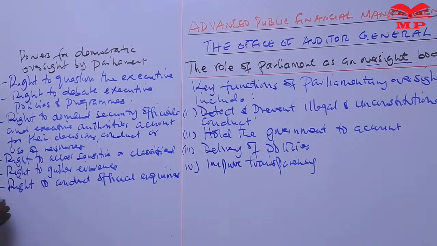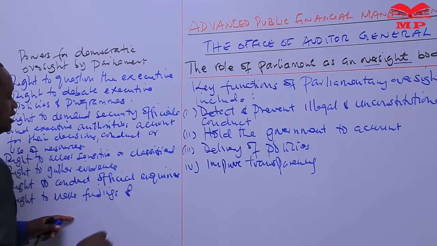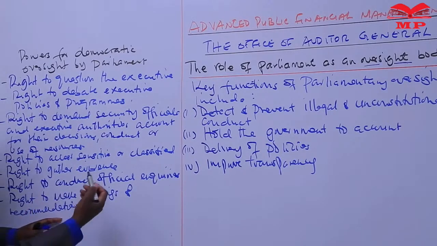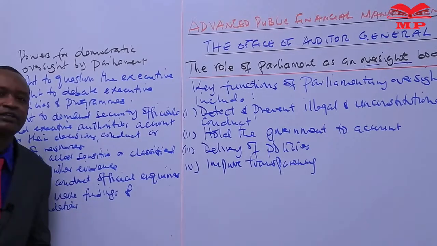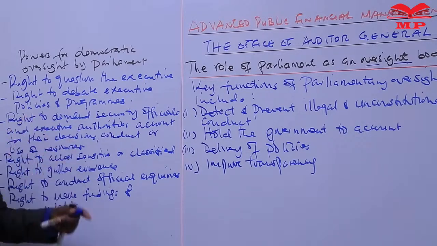They also have the right to make findings and recommendations, and that has to be done without endangering sensitive information. So these are the powers for democratic oversight by Parliament.